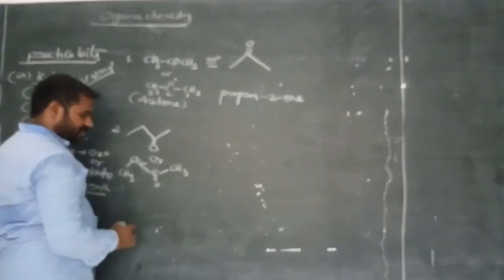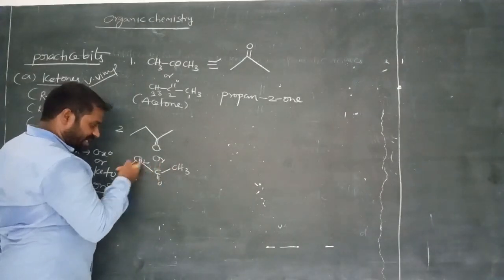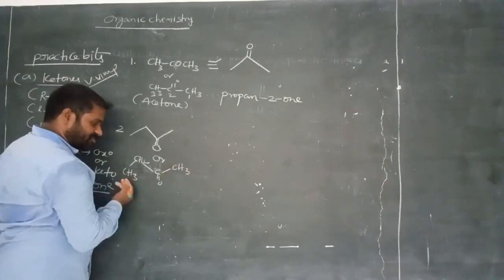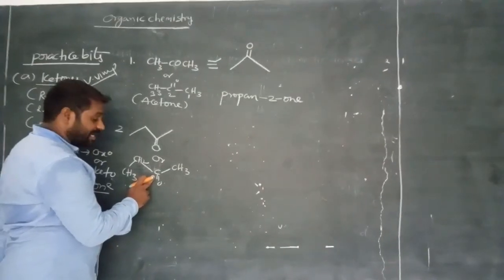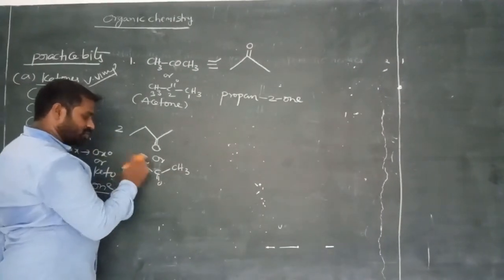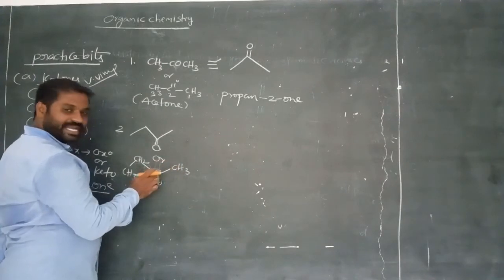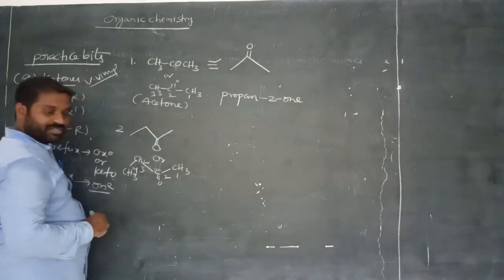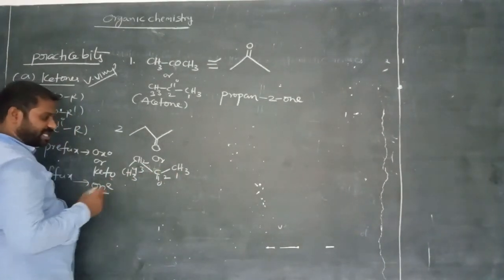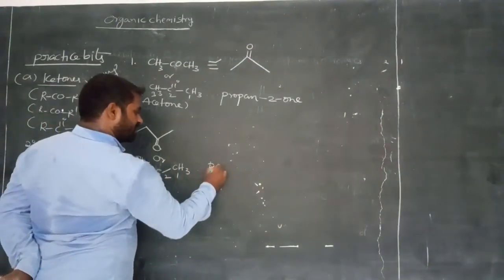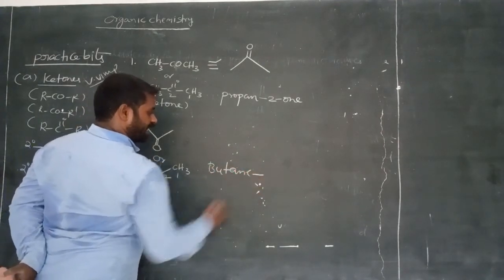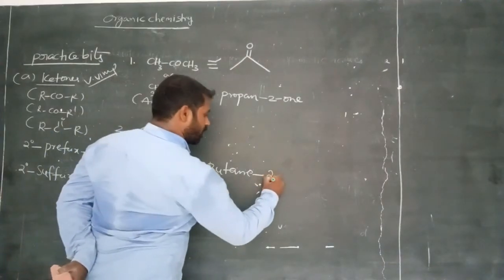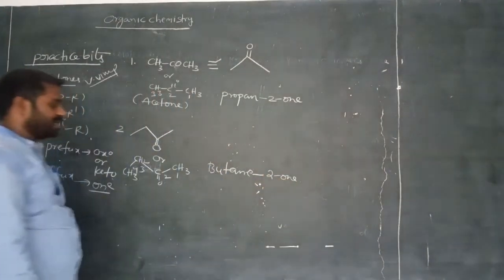Now first we have to identify the longest carbon chain. This is the longest carbon chain, and this is the main functional group. So the numbering is done from right to left. Why? Because C double bond O gets the least numbering. From this side 1, 2, 3, it is the third carbon. From this side 1, 2, the second carbon. So numbering is done from right to left, 1, 2, 3, 4. The main chain has 4 carbons, so butane. The keto group is on the second carbon: butan-2-one. Clear?